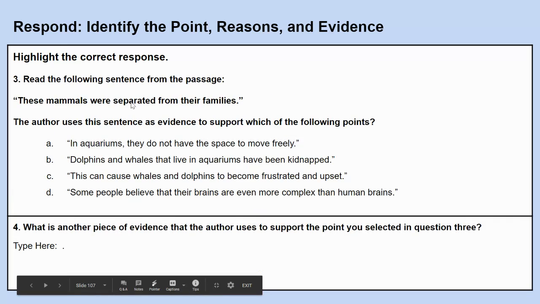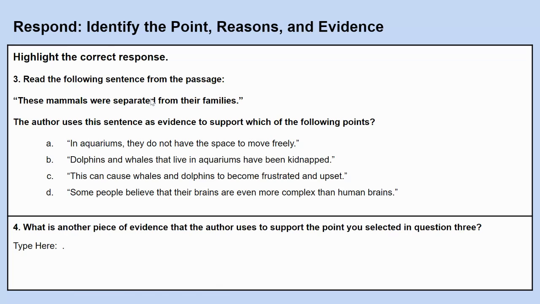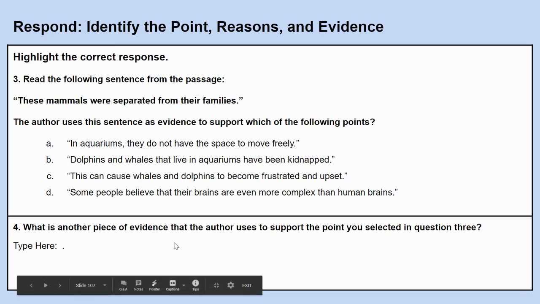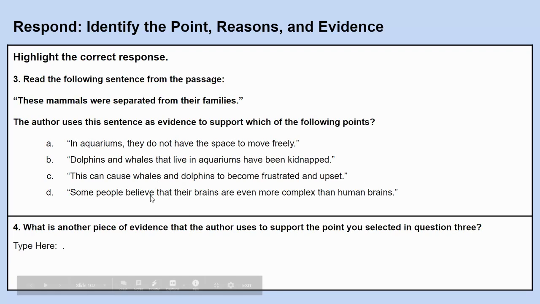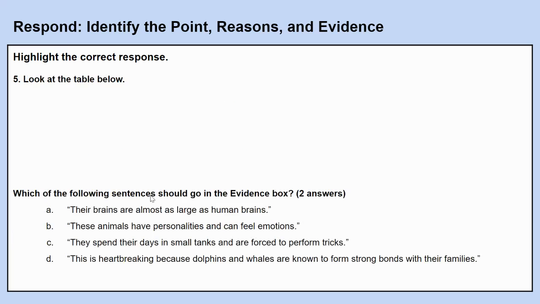In question 3, you will be reading this sentence from the passage, and this sentence is used as evidence to support one of these points. So you will be seeing this piece of evidence could support which of these points. Once you've selected your point, you're then going to go back to the passage and find another piece of evidence to support this point that you have selected in question 3.